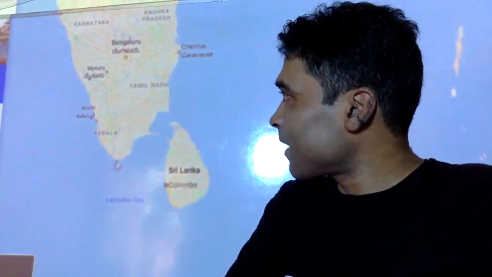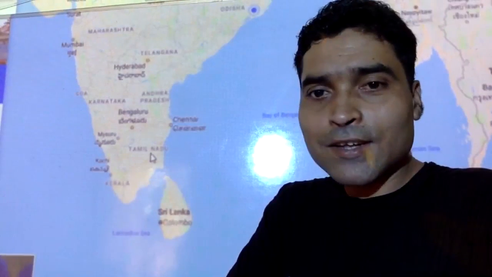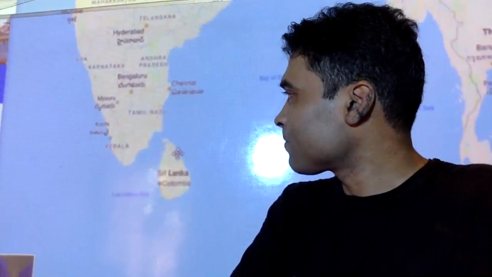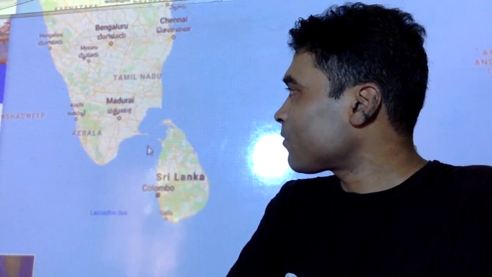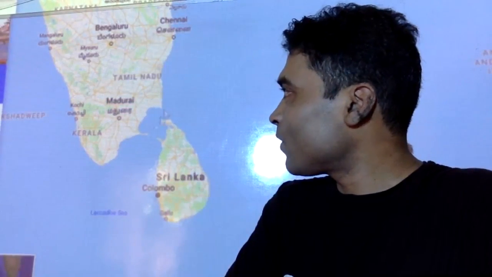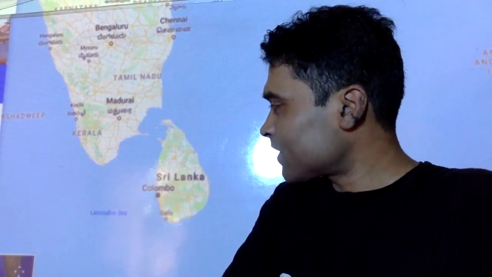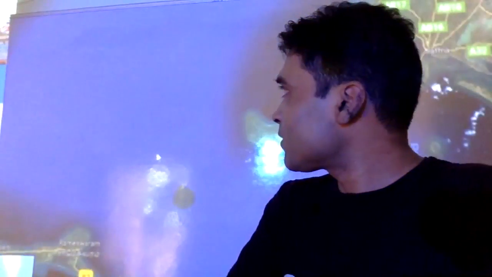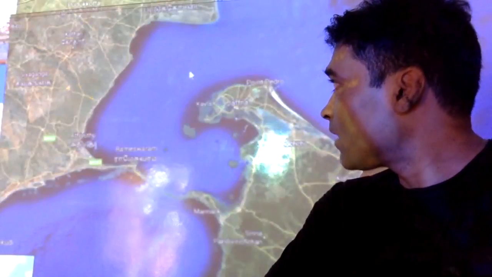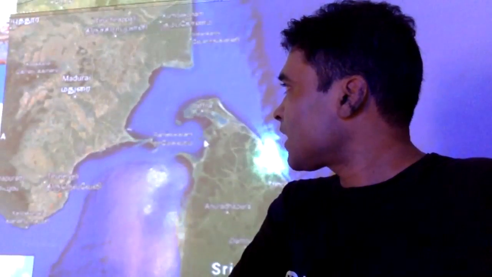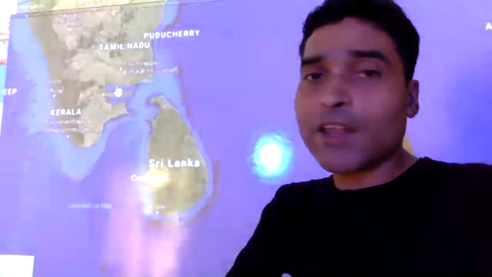If you go to the political map, you can see here, Tamil Nadu is here, right? Tamil Nadu. And just below Tamil Nadu, you will find Sri Lanka. And we have to remember, Sri Lanka is separated from Tamil Nadu by a strait. We call this Palk Strait. Just see here, this is known as Palk Strait. One bay is also there, Palk Bay. I'll show you, don't worry. This is Palk Strait.